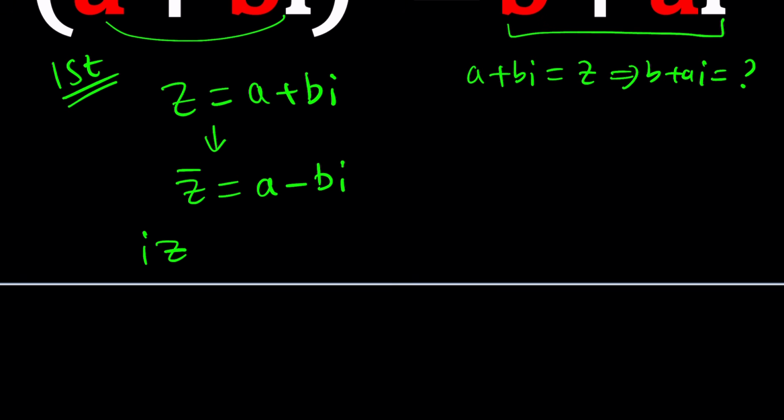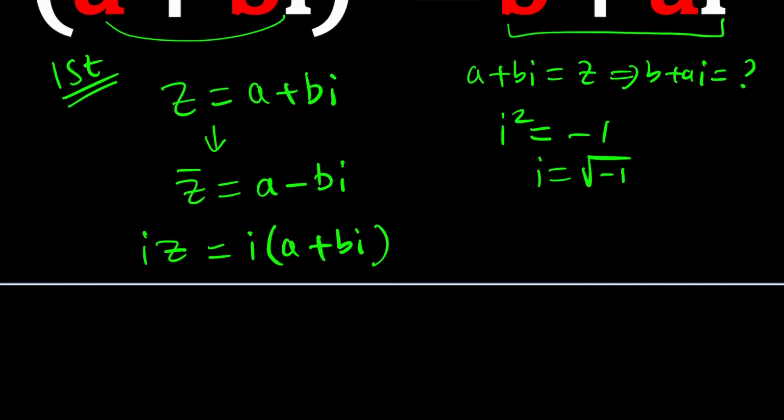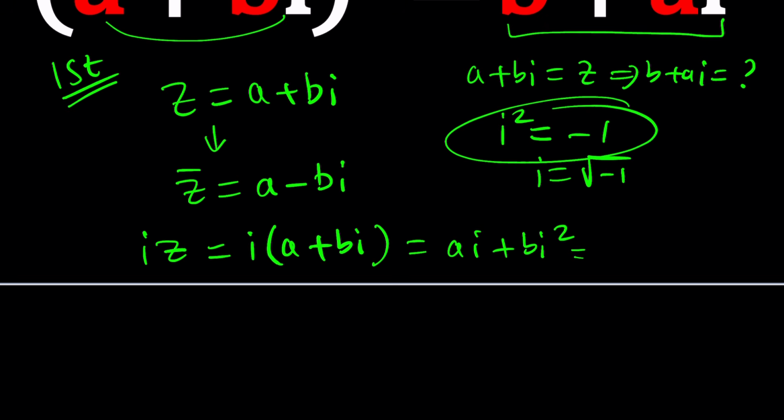So here's the second thing that I tried. If I multiply z by i, that's going to give me i times a plus bi. By the way, something that I forgot to say all the time: i squared is -1 because i is considered the square root of -1. It's the principal square root because there are 2 square roots. So when you multiply a plus bi by i, you get ai plus bi squared. But because i squared is equal to -1, this gives you ai minus b, or negative b plus ai. So iz is equal to negative b plus ai, and I do need b plus ai.